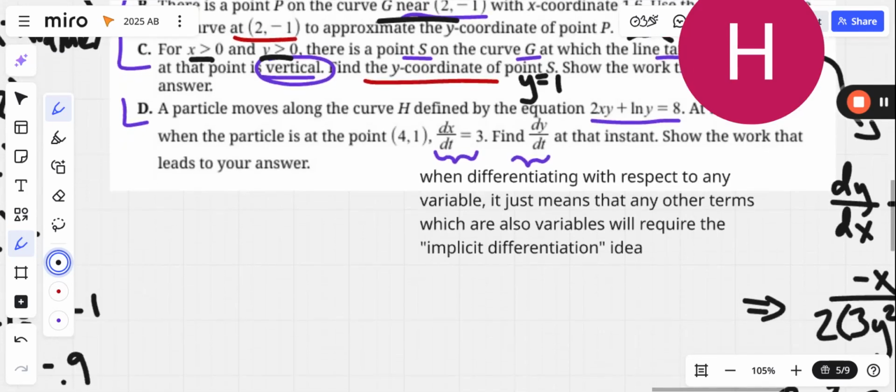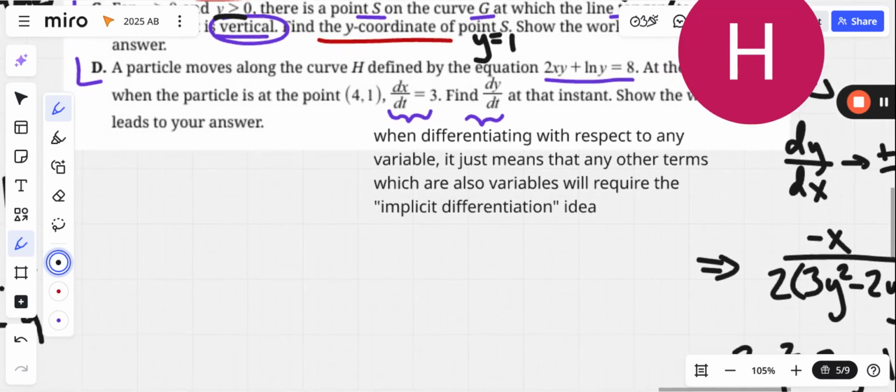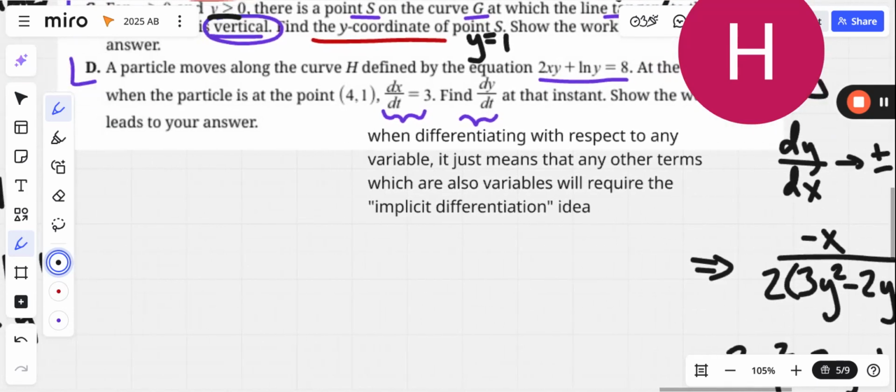If we have a height that's changing over time and a radius that's changing over time, maybe something else that's changing over time, you can write those as like dh dt or dr dt. They're both changing over time. So let's use the curve, take a derivative of it. They give us some conditions. They tell us that the particle is at this point, so they give us the x and the y. That's kind of nice. It's going to help us.